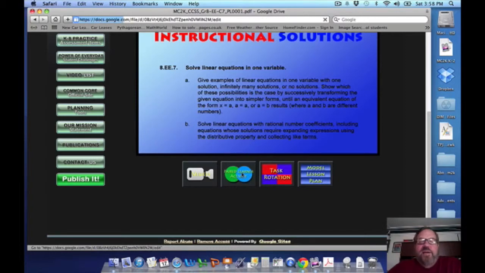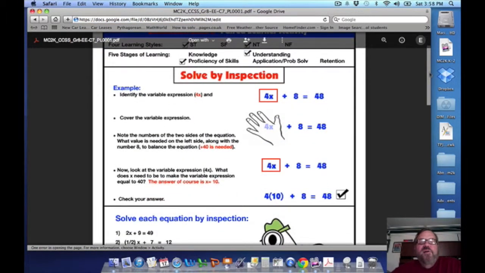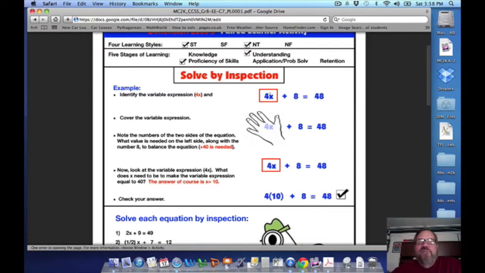And just real quick, we'll take a peek at the paired learner activity. Here we're teaching kids how to solve an equation by inspection, where we cover up the variable term. We identify the variable term and cover it up with our hand or thumb, and we look at both sides of the equation. So I see a 48 on the right and an 8 on the left.